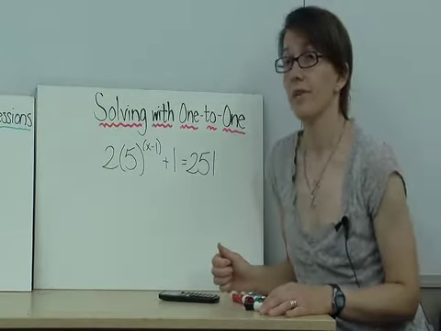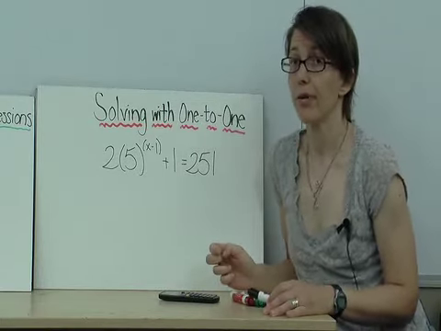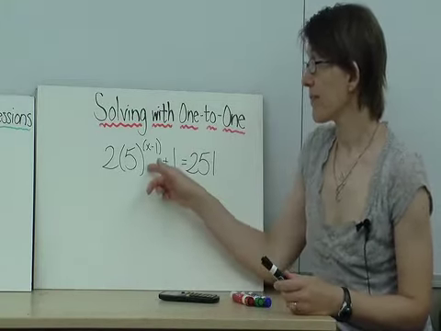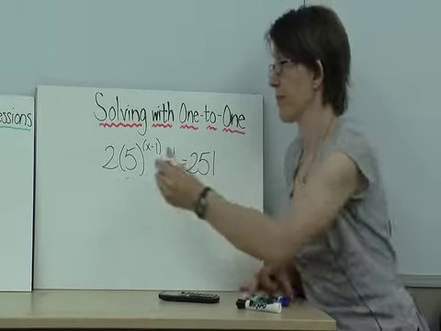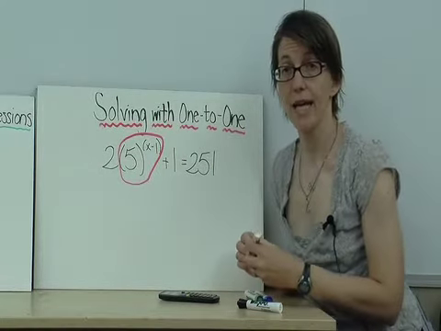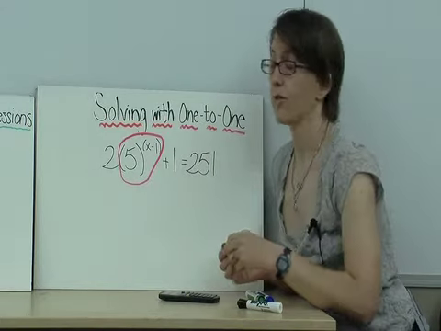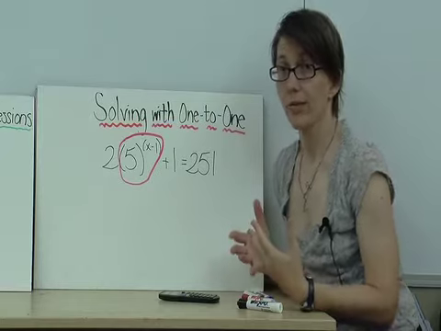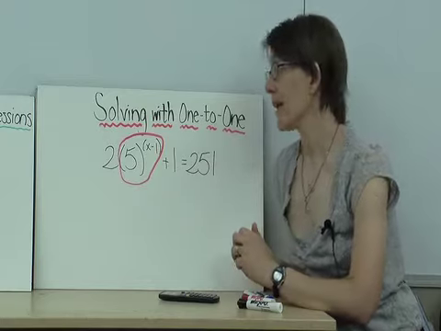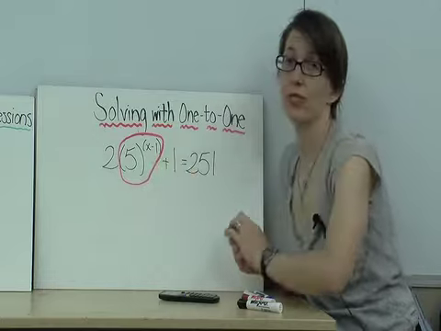One property that is very important for exponential expressions is the one-to-one property. The one-to-one property lets us isolate the exponential expression and then turn that other side of the equation into the same base raised to a power. So what I'm going to do is do all of my regular algebra steps to isolate this exponential expression. Then I'm going to try and turn this side of the equation into 5 to some power.